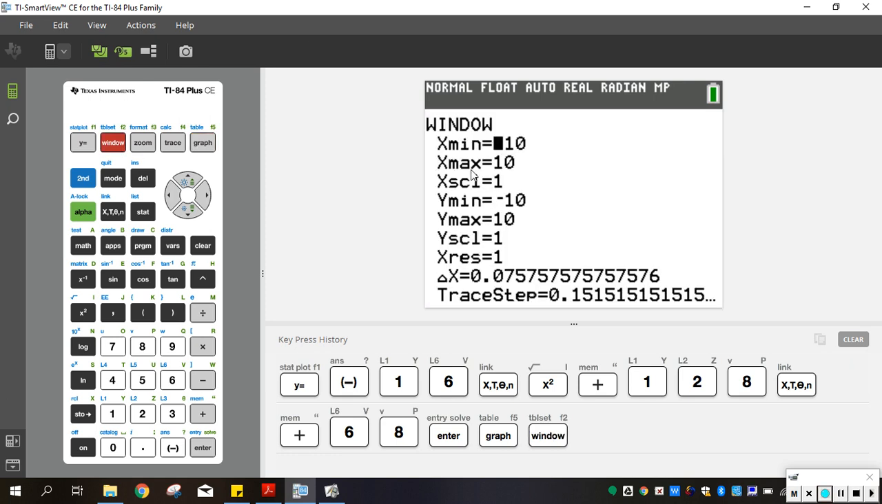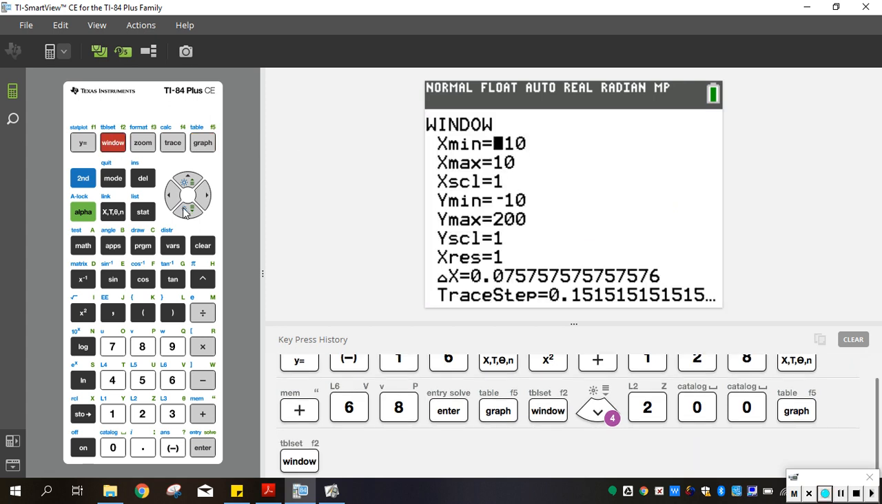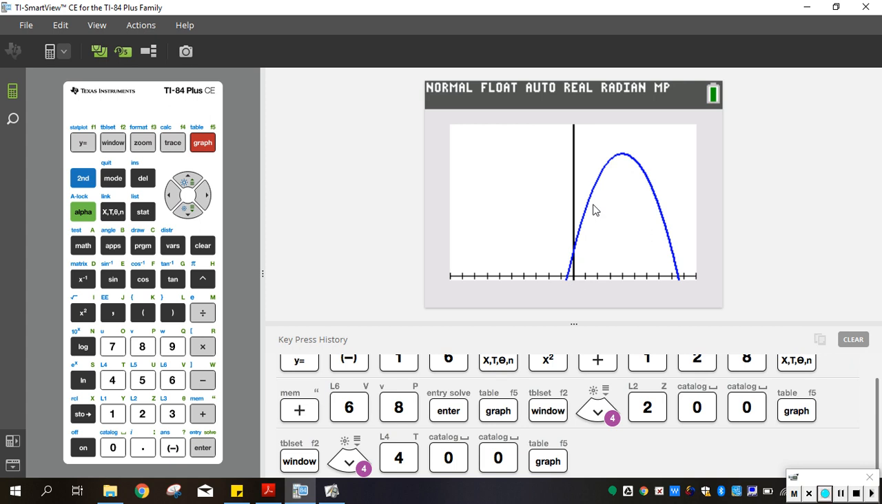So if I go to window and I change my y maximum, just through trial and error, I'm going to try 200 and see if I can see the entire parabola. Almost there, but I can't see the very top. So I'm going to go back to the window and I'm going to just double that. I'm going to change the y maximum to 400. So if I press graph, I now can see the entire parabola. That's the entire path of my pumpkin.